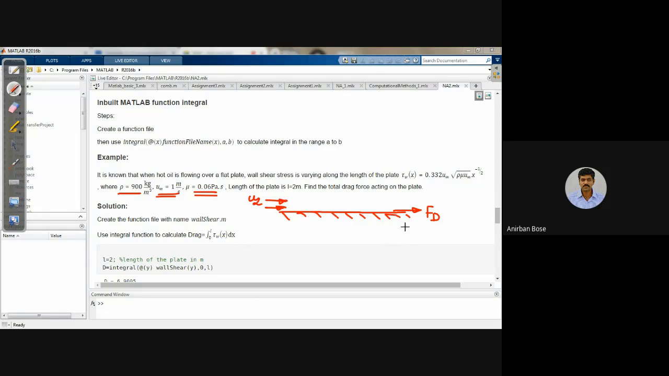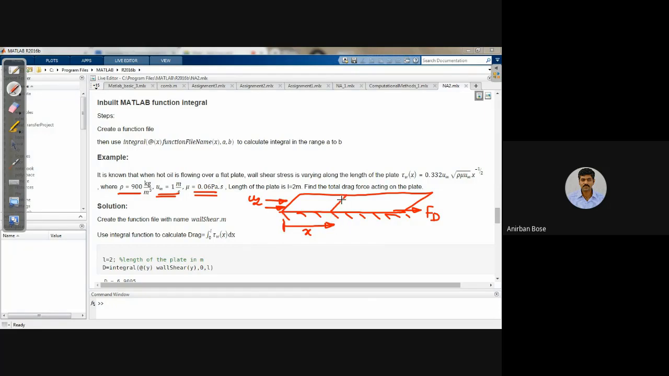So you have to find out the drag force that is coming on the plate. To find that out, we have to see what the shear stress is. If you consider a two-dimensional plate like this, and take any location, let us consider this location is x from the leading edge. So this is the leading edge, and this is x.